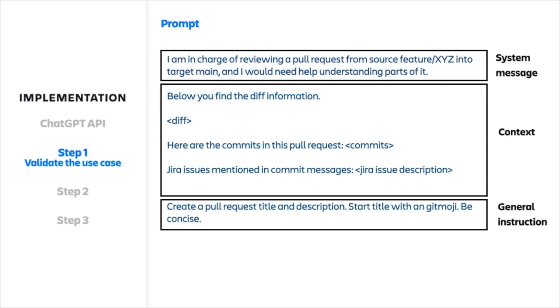And then lastly, we have the general instruction, and this is just a general instruction to the AI on what you wanted to achieve. In our case, we wanted to create a pull request description, and we had some additional instructions there.